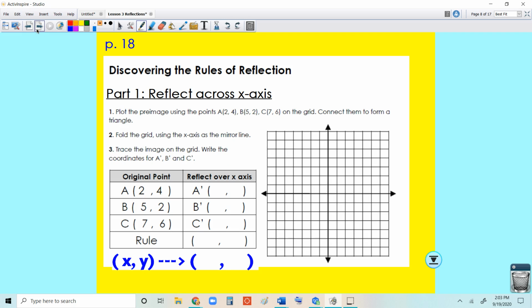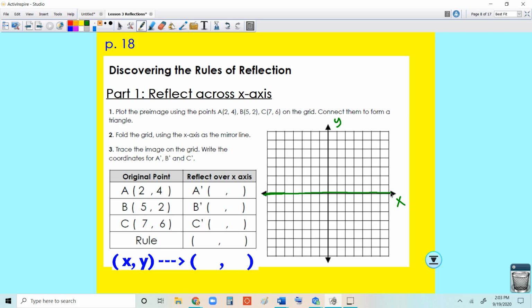Okay. All right, so we're going to do some explorations. This says we're going to discover the rules of reflection. So reflecting over the x-axis. So here is my x-axis, here's my y-axis. We're going to reflect all of these points over the x-axis. It says plot the pre-image points, and you want to label them on your grid. You're going to connect them to form a triangle. Then you're going to fold the grid using the x-axis as the mirror line. If you want to literally fold your paper, you can, if that will help you visualize. And then you're going to trace the image, like where did it end up?